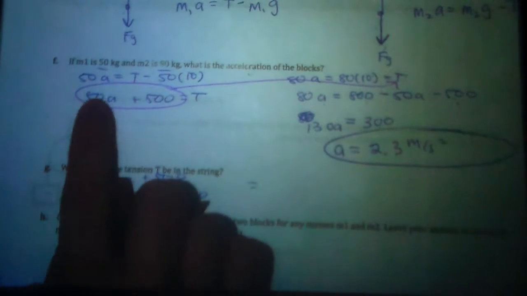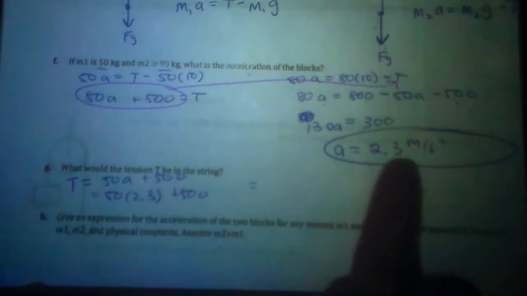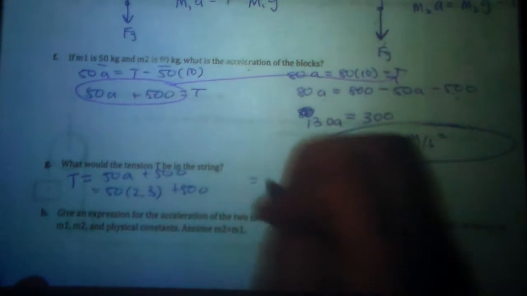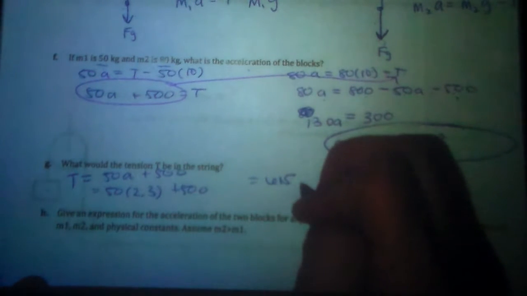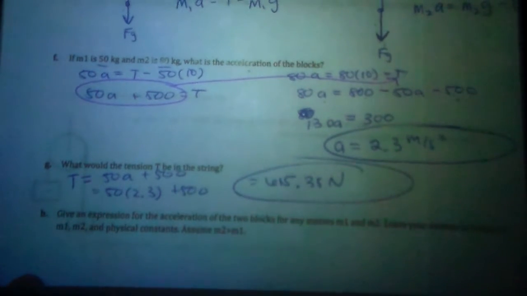Alright, this one you're just straight plugging in. You already know the tension is 58 plus 500. You just found the acceleration, so you plug in, and you get your tension force is 615.38 newtons. We could always go through and check.